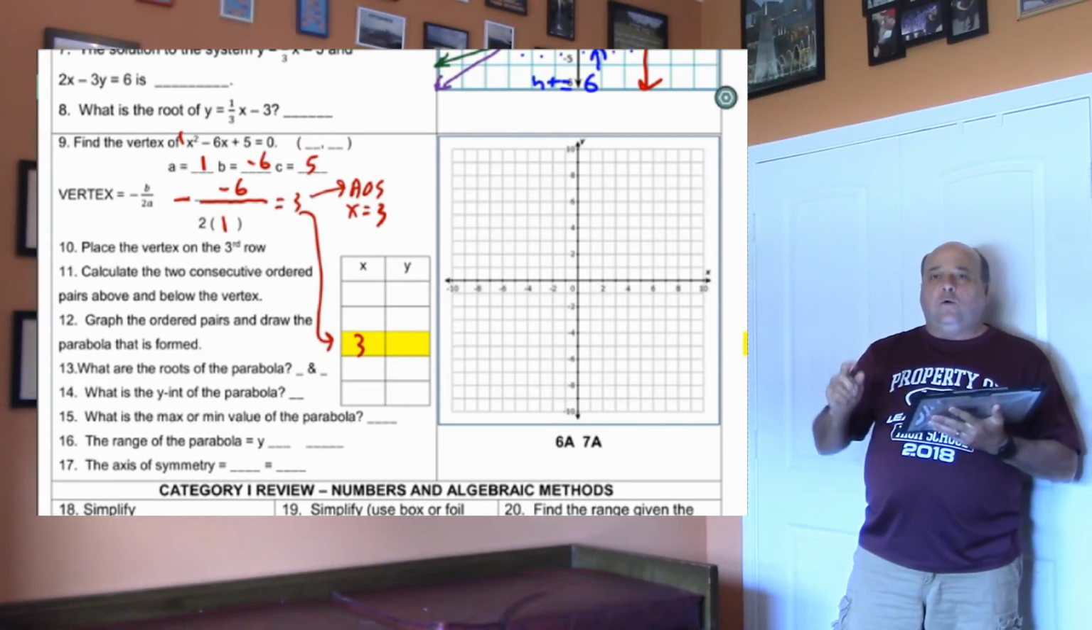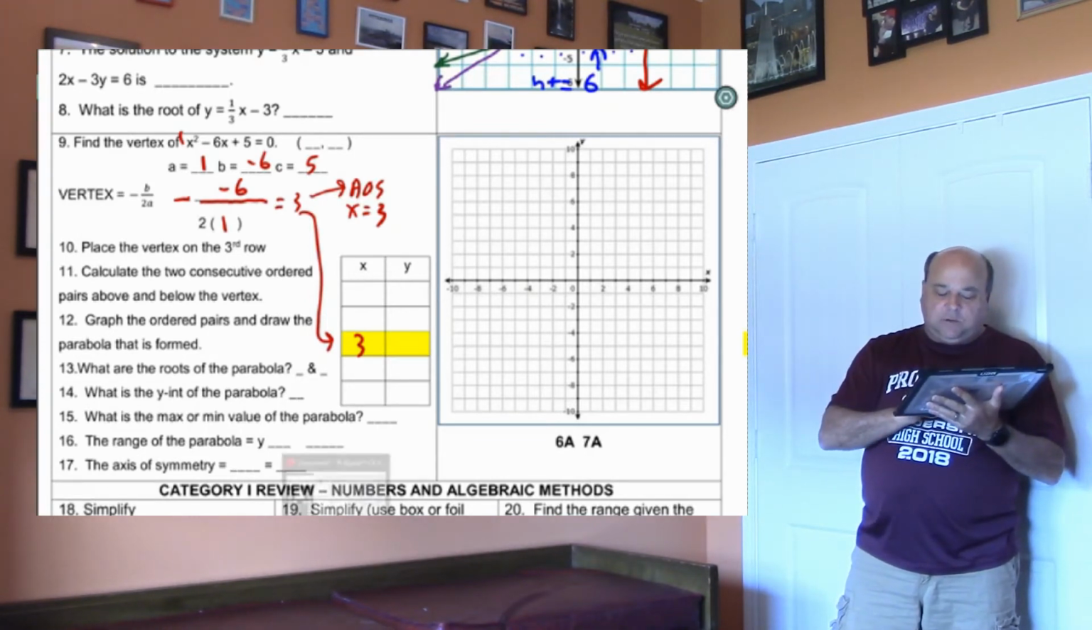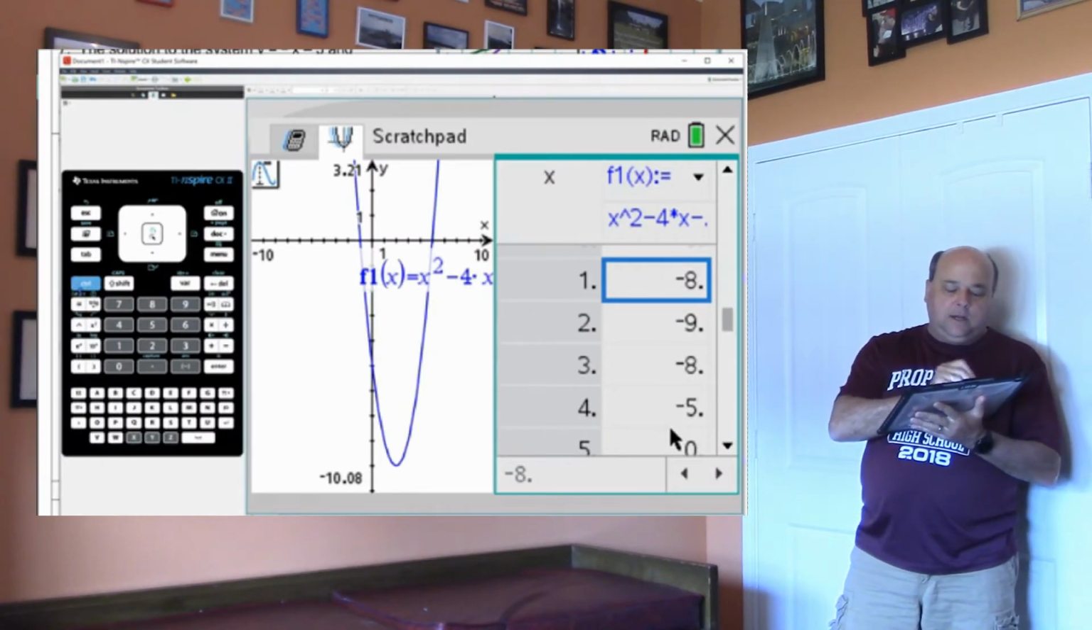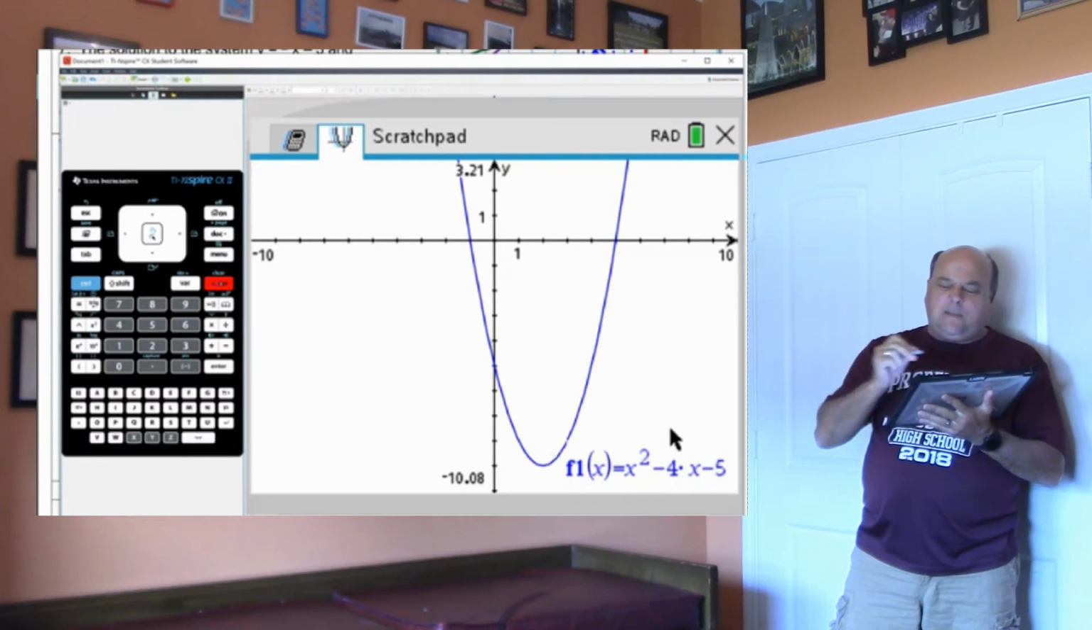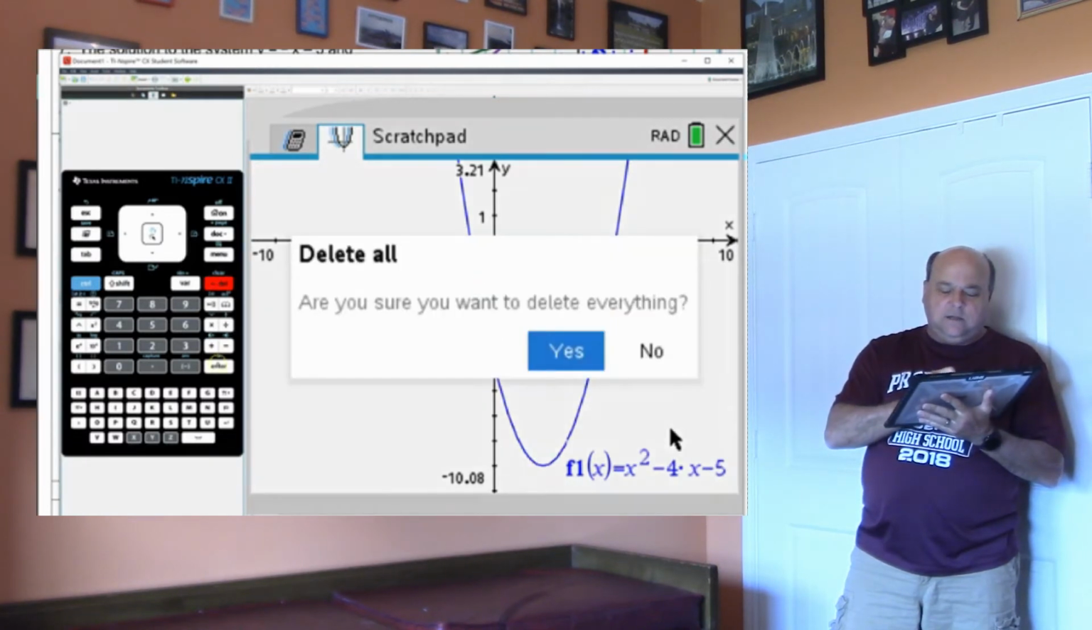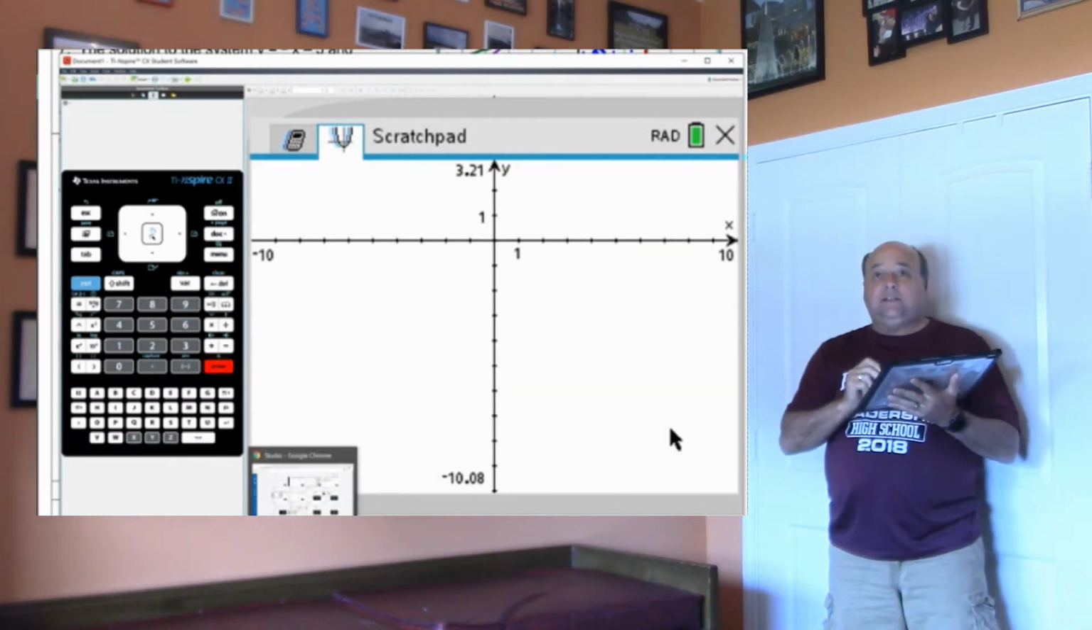Now then, let's get the ordered pairs. So x squared minus 6x plus 5. Let's go to our calculator. I'm going to hit Control-T to get rid of the table. Delete, delete, delete. Think of something bad to get out of your thoughts. And then it's x squared minus 6x plus 5.